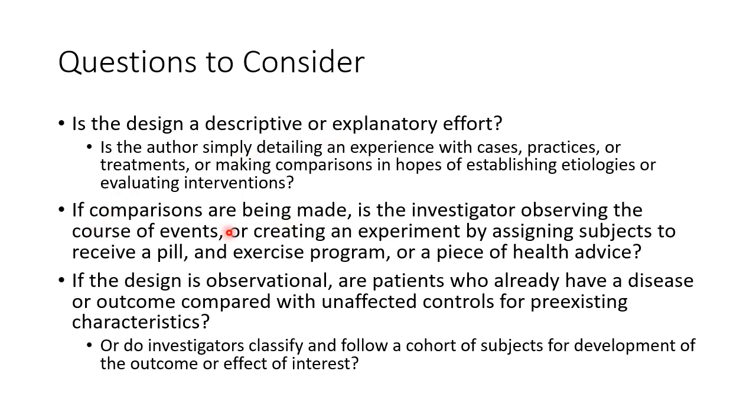Again, if the comparisons are being made, is the investigator observing the course of events, or are they actually doing some kind of intervention here, right? So this is where those observational studies like case controls and cohort studies come into play, where they're just observing what's happening versus actually making some sort of intervention, okay? Again, if the design is observational, are you starting with patients who already have the disease, or are you starting with maybe the risk factor and looking to see if they develop the disease or not, okay? Based on that, I can give you an idea if you're dealing with a cohort or a case control study, okay?